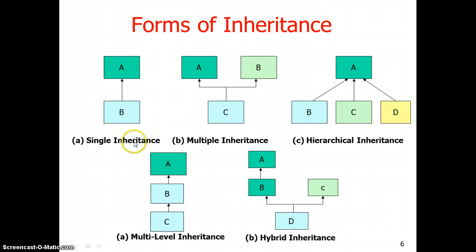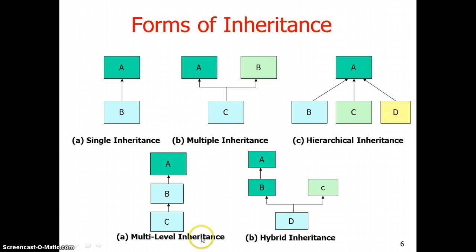So this is single inheritance. A is considered to be a superclass and B is considered to be a child class. That is, B is a child class which can have the properties of the superclass. Likewise, in multiple inheritance, we have two base classes and the properties of these two base classes can be derived into the child class called C. In hierarchical inheritance, we have only one superclass and the properties of the superclass can be passed to more than one class, namely B, C and D.